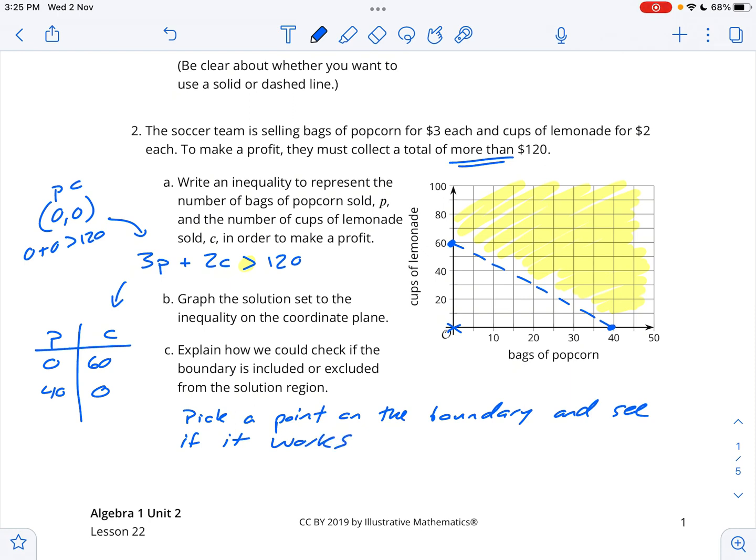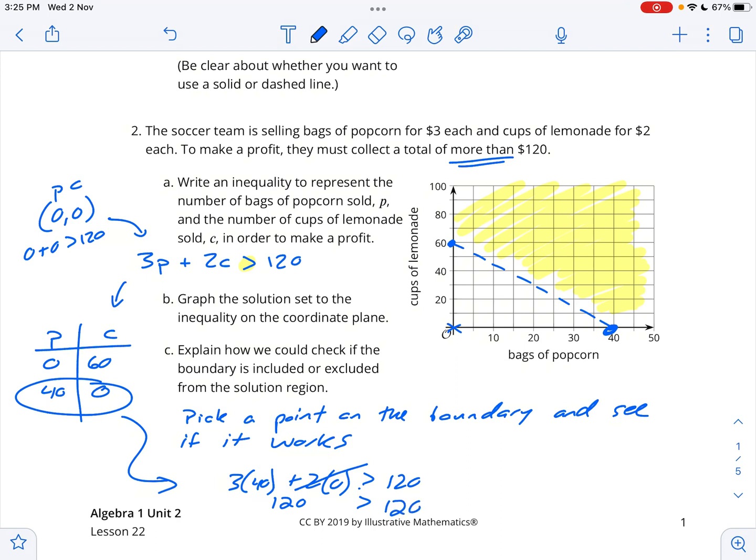Okay, so if I just take, I've already got a couple here. Let's say I do 40, 0, which is right down here on my horizontal axis. If I plug 40 and 0 in, I get 3 times 40 plus 2 times 0 is greater than 120. The left side ends up being 120 because that just goes away and you're left with 3 times 40. And 120 is not greater than 120. Okay, so that's how we can check to see if the boundary is included or excluded, by plugging in a point that's on there and seeing if it works.